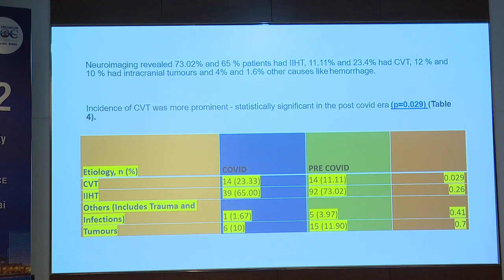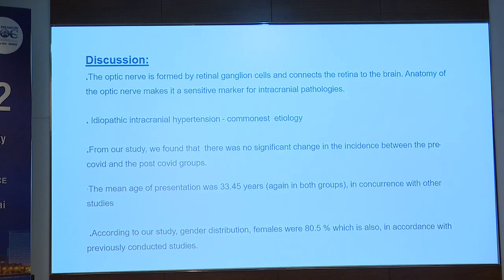As far as the neuroimaging is concerned, in both the groups, the most common etiology is IIHT. However, we have found that in the COVID group, there is a significantly increased number of papilledema cases due to CVT, which is 23% compared to the pre-COVID group, only 11%. Again, the p-value is statistically significant.